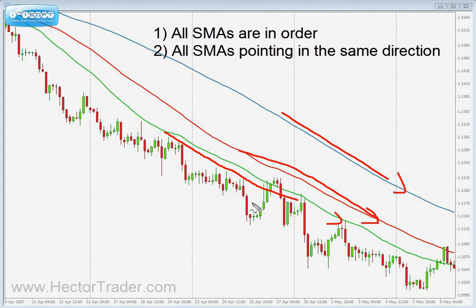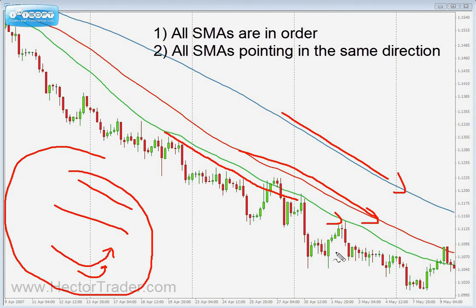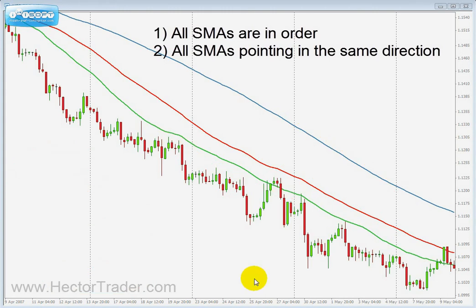We could have the 30, the 50, and the 100 all in order, but the 30 already curling up and beginning to point up. Okay, that would mean that this trend is weakening, is endangered, or at least for the time being, is not as strong as I would like it to be in order to search for trading opportunities.